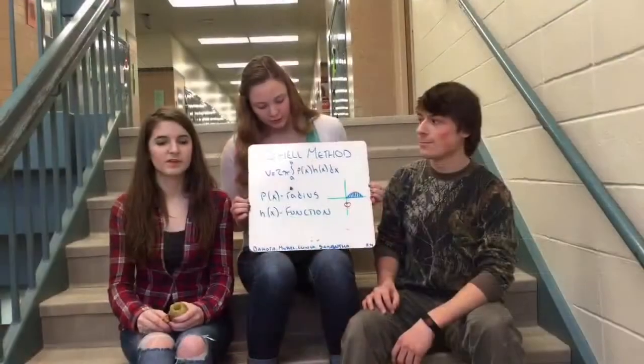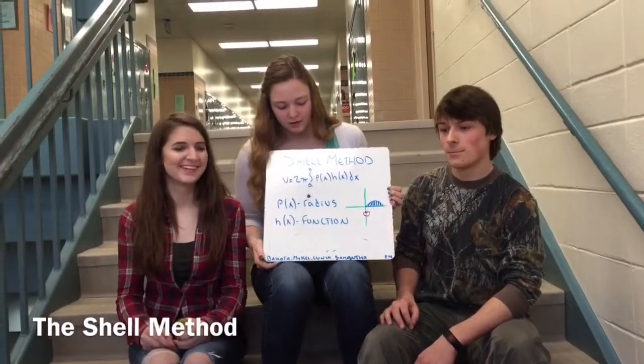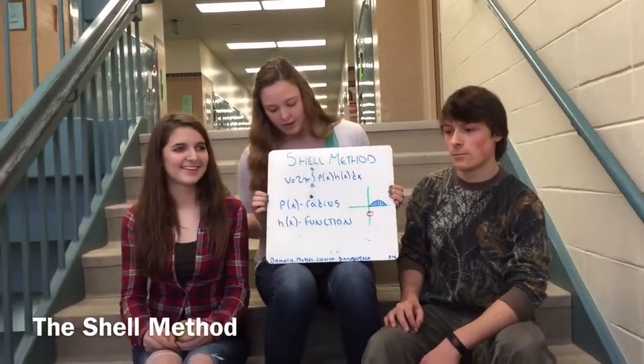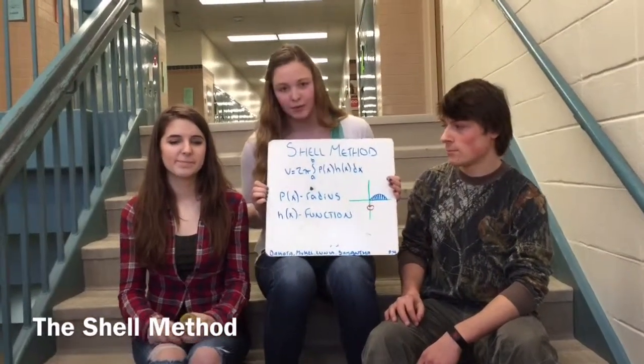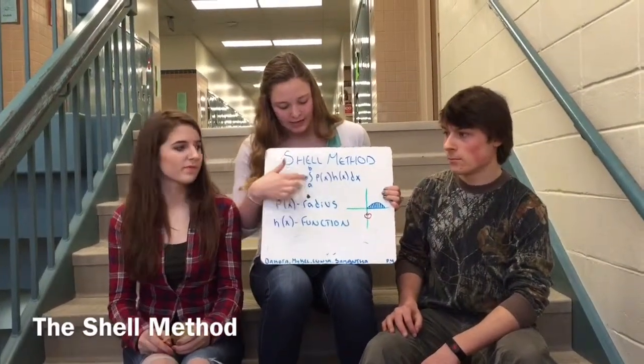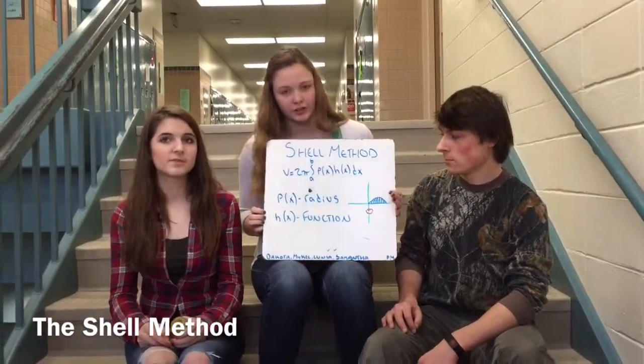Okay, so for this video, we're doing the shell method, and it has Dakota, Mykel, Lunia, and myself, Samantha. The equation for the shell method is the volume equals 2 pi times the integral from a to b of the radius, which is right here, times the height of the function.